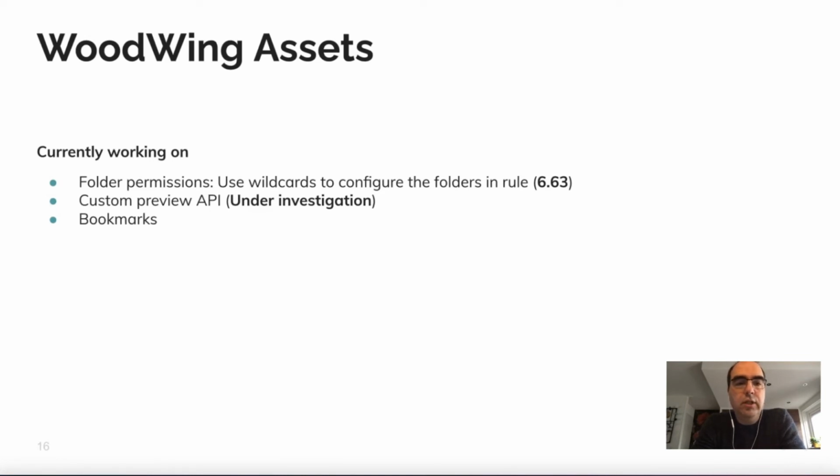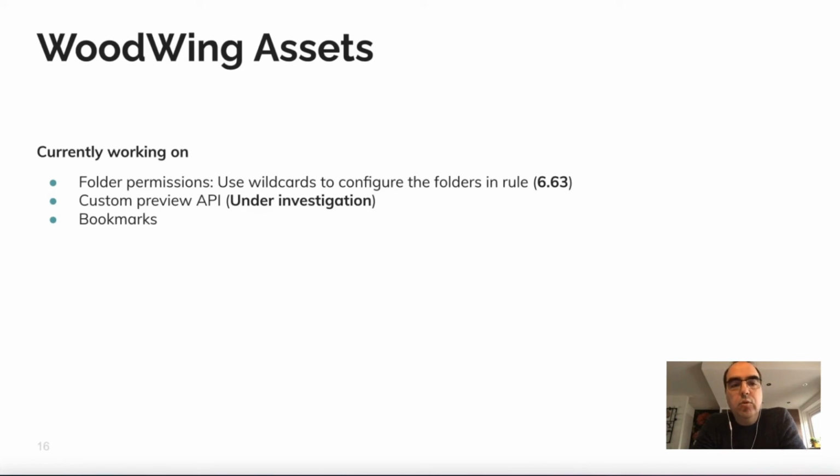Secondly, we are looking into a preview API, custom preview API. So this is not to request the previews, that's already available. But this is to support previews for file types which are not known to assets. So most likely it will be some kind of a webhook integration that as soon as a file is uploaded that's not known to assets, your webhook is called and then you can provide the necessary preview.